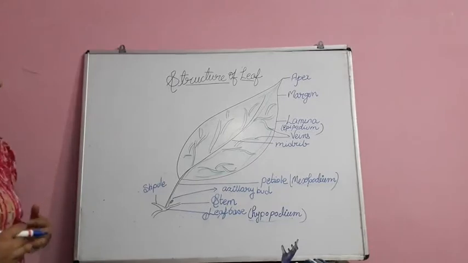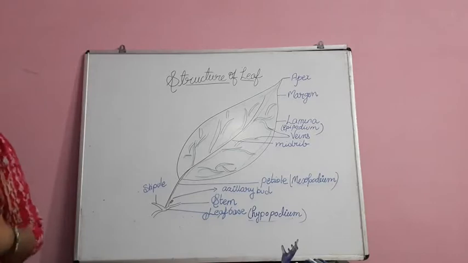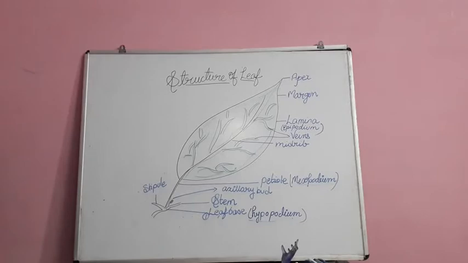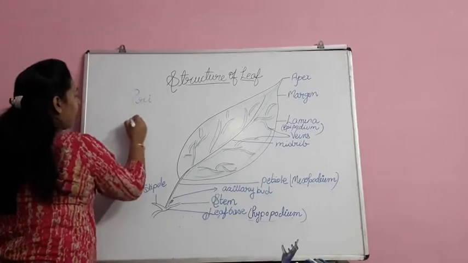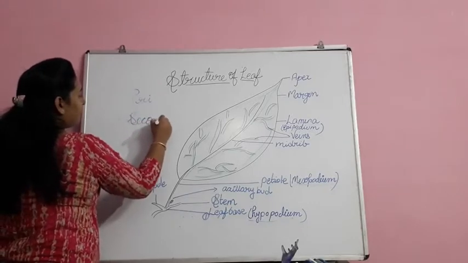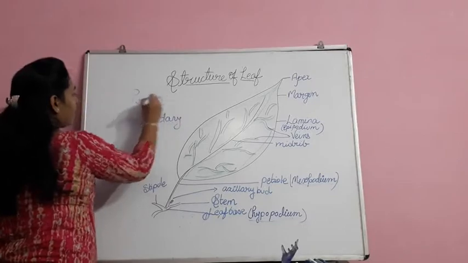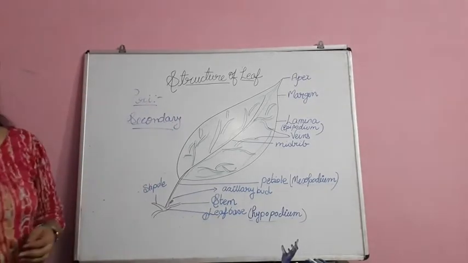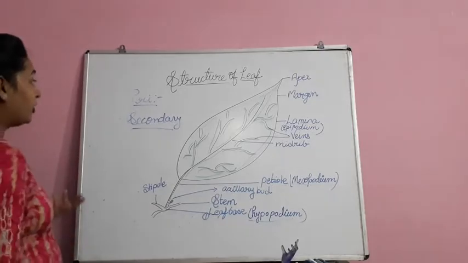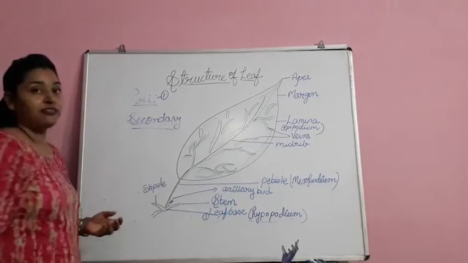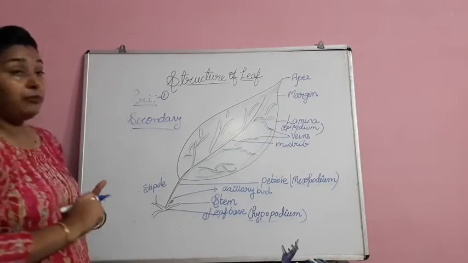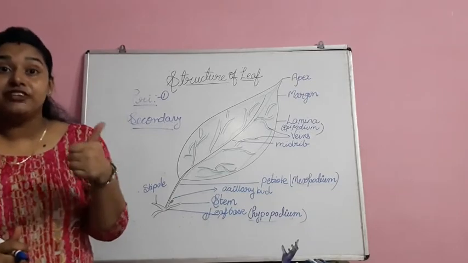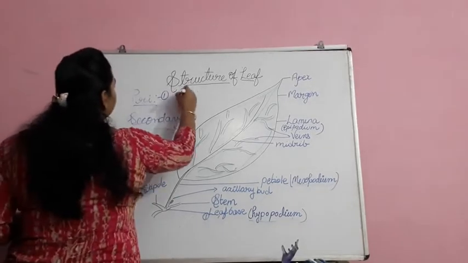Now let us see what the functions of the leaf are. Leaf basically has two different kinds of functions. They have some primary functions and some secondary functions. So we'll see first about the primary function of the leaf. What can be the primary function of the leaf according to you? Okay, let's see. The first very important thing which the leaf does is photosynthesis.